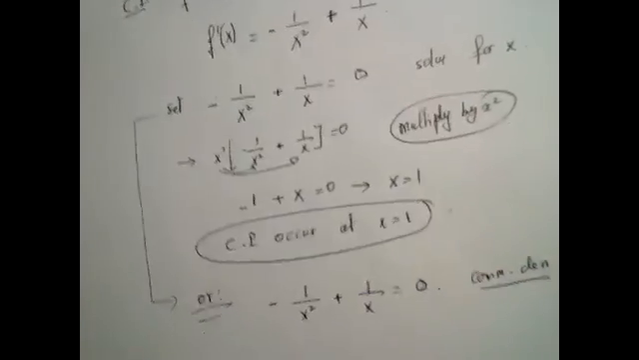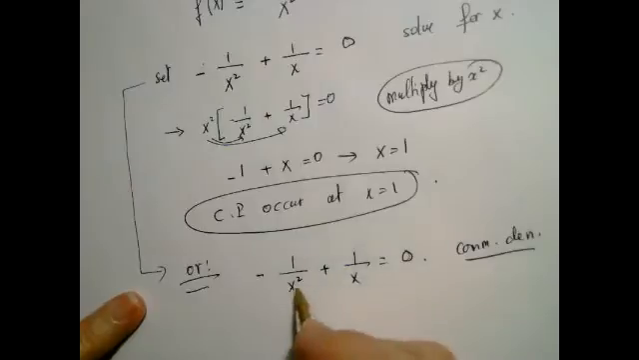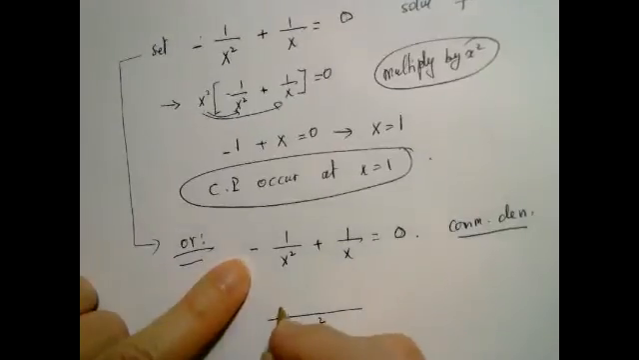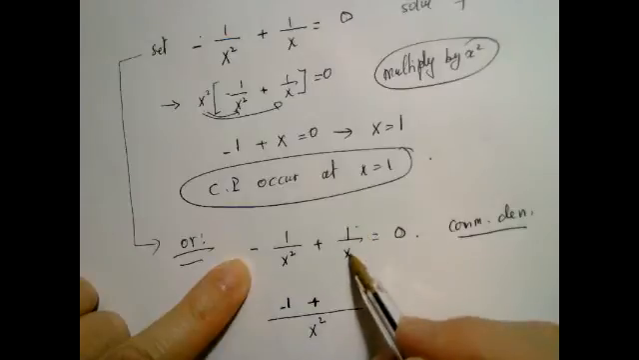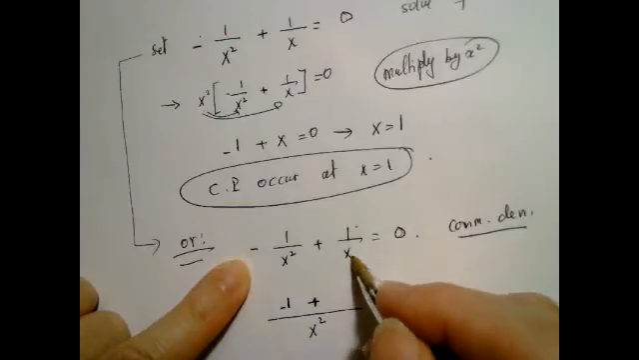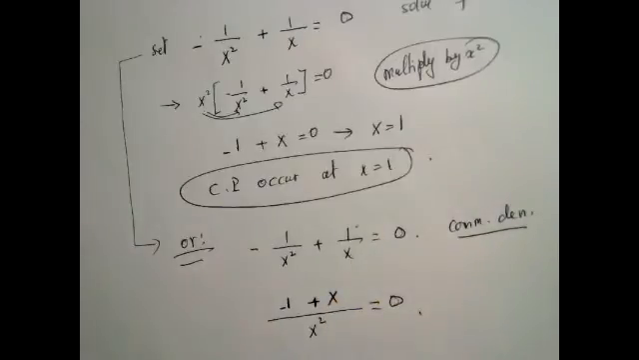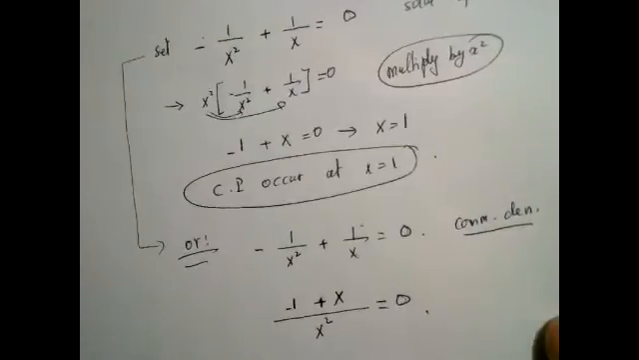Common denominator. All right, if I do that, then my common denominator is going to be x squared. X squared is my common denominator. And this would give me minus 1 plus x over x squared, because I have to multiply this by x, since I have only one x here, plus x equal to 0. Okay, so common denominator is actually a very good idea.